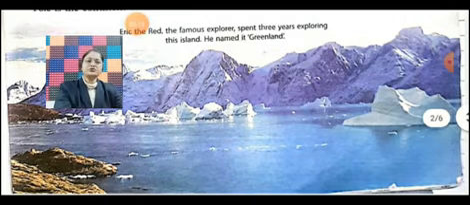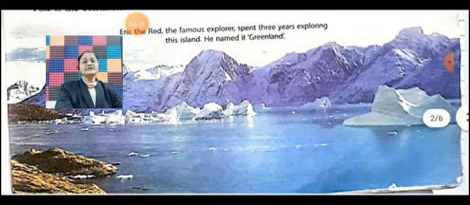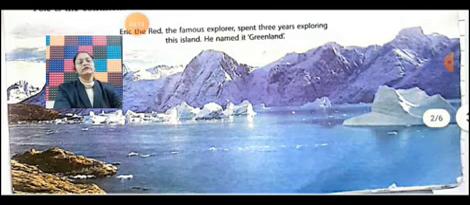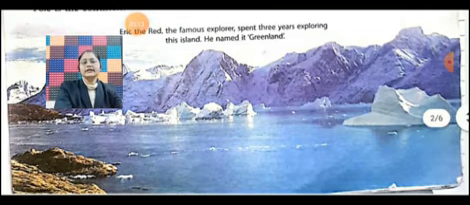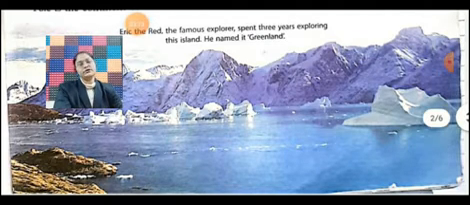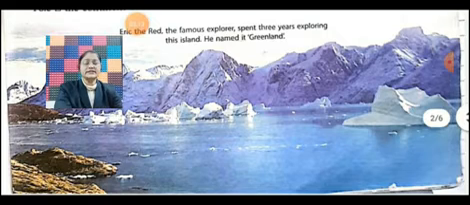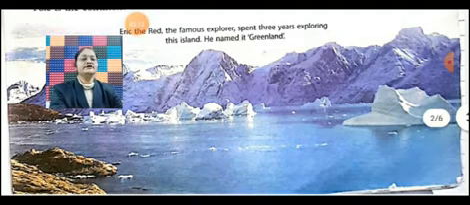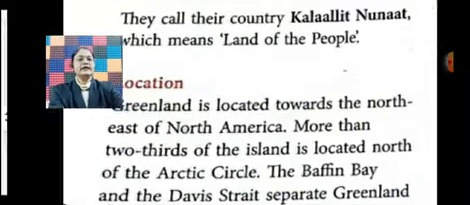This picture shows Eric the Red, the famous explorer, discoverer, who spent 3 years exploring this island. He named it Greenland. Eric the Red, ये explorer है, famous explorer. इस island पे 3 साल रहे. Then after that he named it Greenland और आखिर में इन्होंने इसका नाम Greenland रखा.